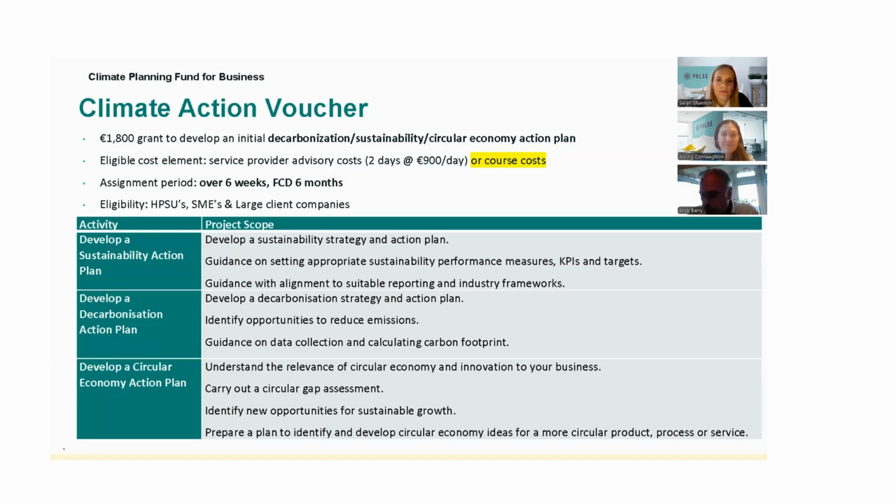Okay, it looks like we may be getting to finish on time. There's no more questions come in. I don't know, Aisling, if you want to say anything before we go, or Sarah?